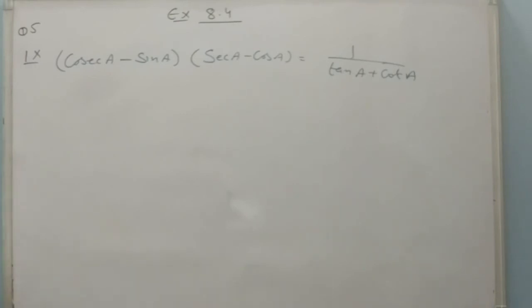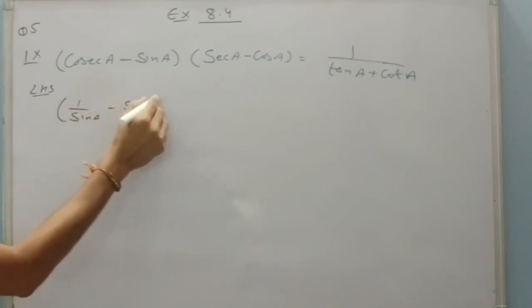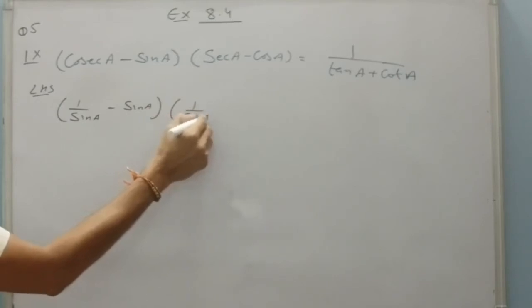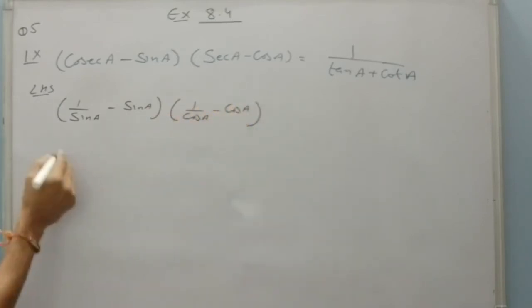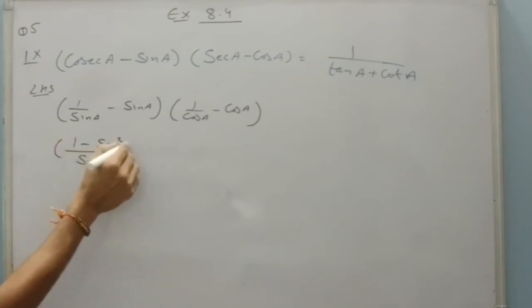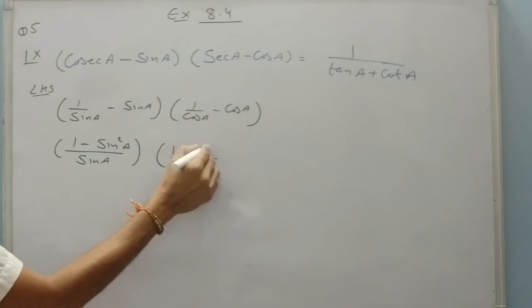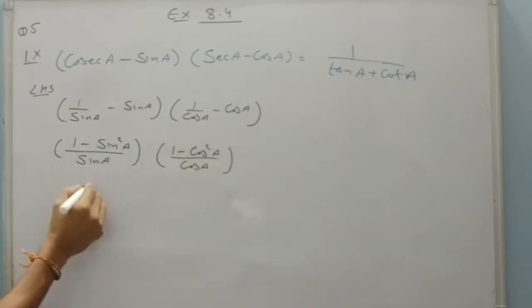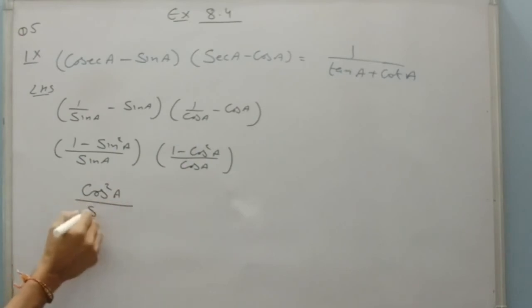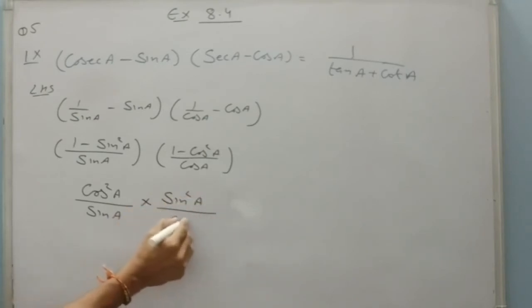Now the question number 9. In the left hand side, again cosec A can be written as 1 upon sine A minus sine A, sec A can be 1 upon cos A minus cos A. By taking LCM, it will become 1 minus sine square A. Similarly here, it will be 1 minus cos square A. 1 minus sine square is cos square upon sine A. Here this is sine square upon cos A.